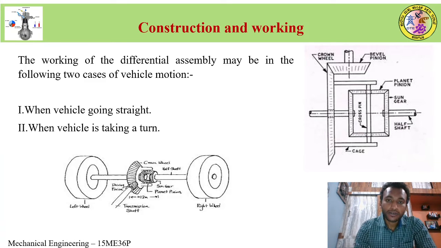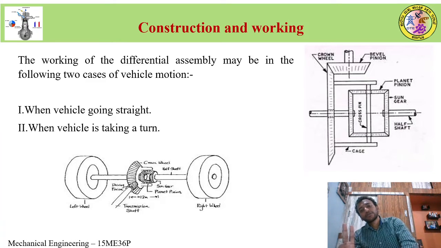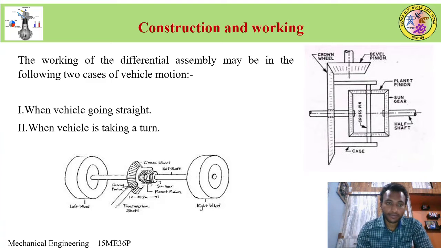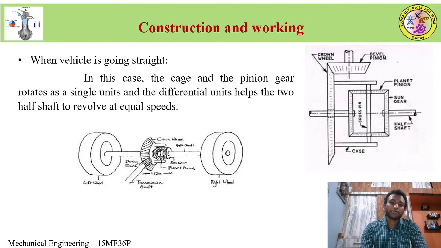So the working of this differential assembly may be in the following two cases. You have to consider two cases, that is when the vehicle is going straight and when the vehicle is taking a turn, whether it is taking a right turn or a left turn. So the first condition is when the vehicle is going straight. In this case, what happens?